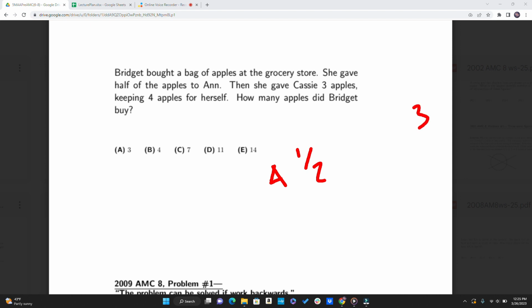So after she gave away half, she had half left, right? And out of that half, she gave 3 to Casey and then kept the other 4. So half of those apples were the 3 she gave to Casey plus the 4 she kept for herself. That's a total of 3 plus 4 is 7, which is half of her apples. So if 7 is half, then doubling it will give us all of it. So 7 times 2 is 14 apples that Bridget bought.